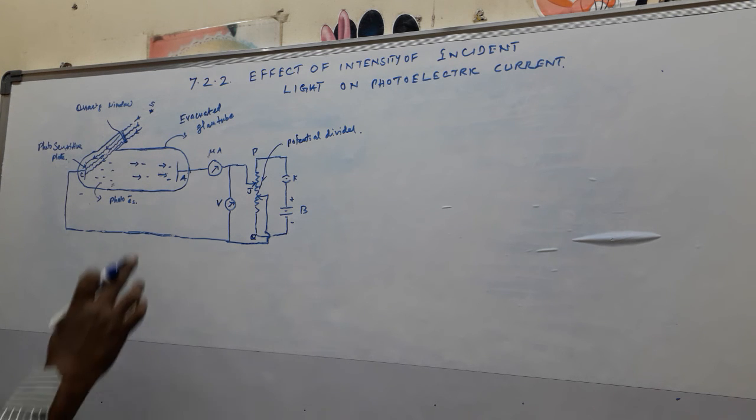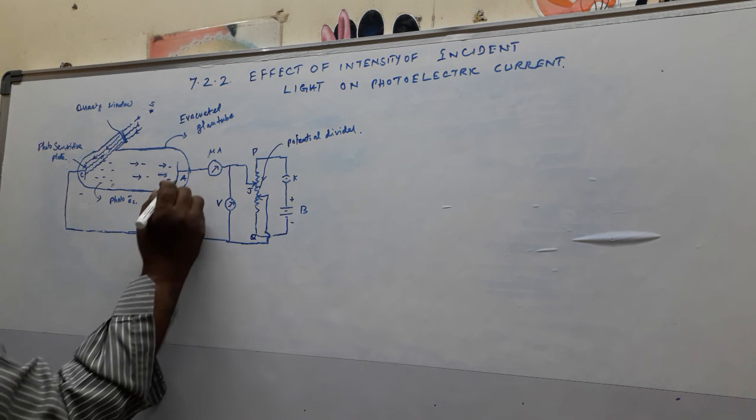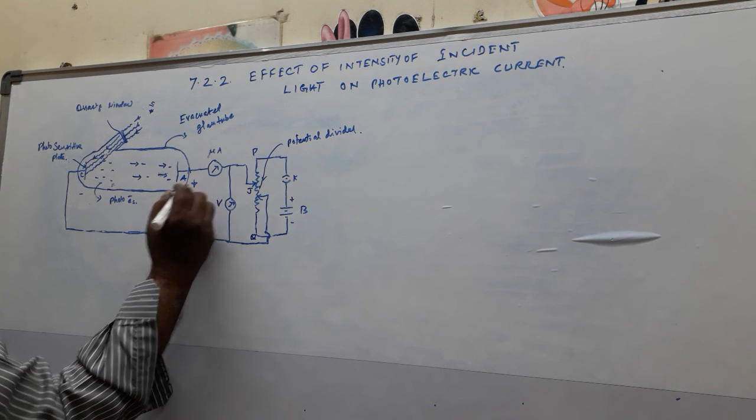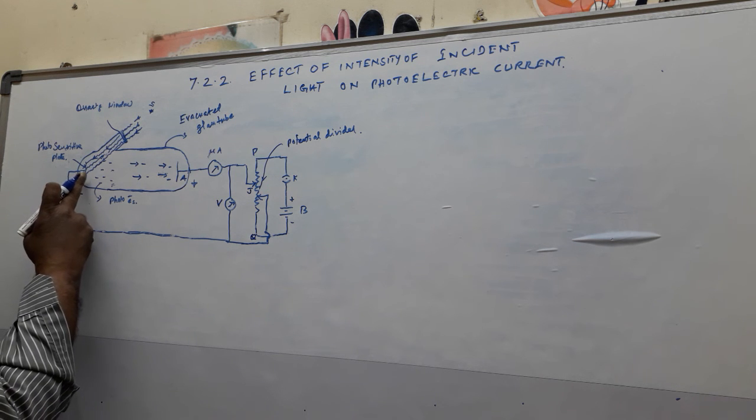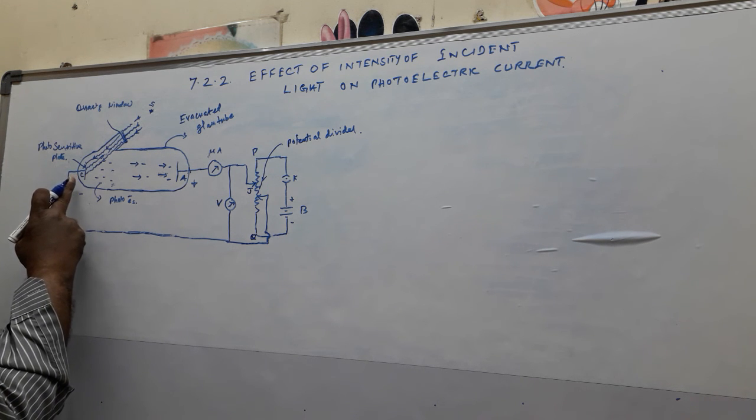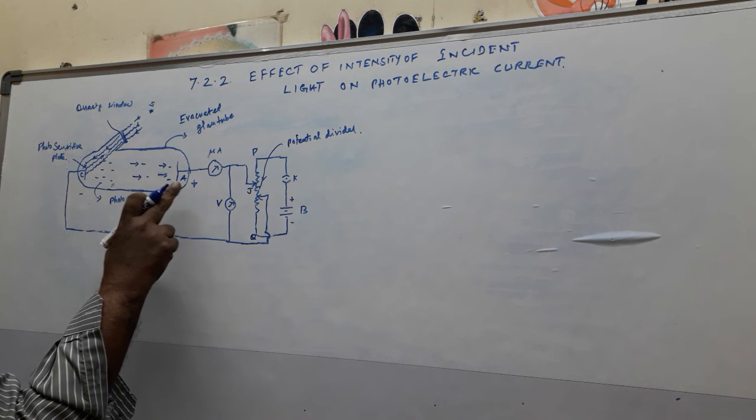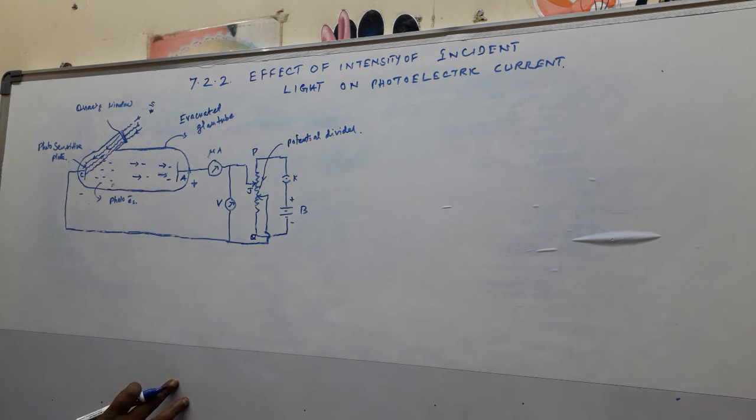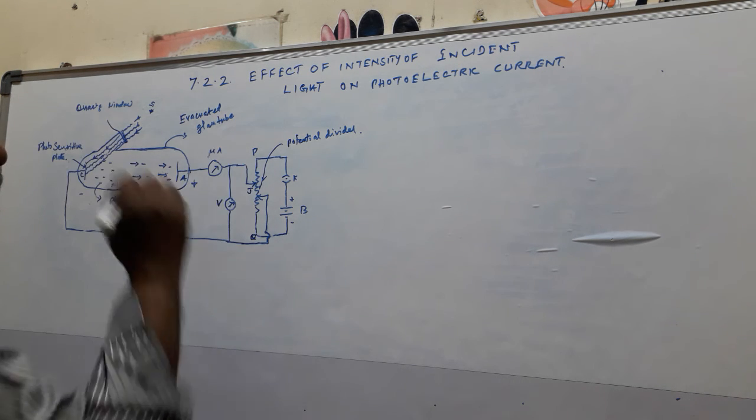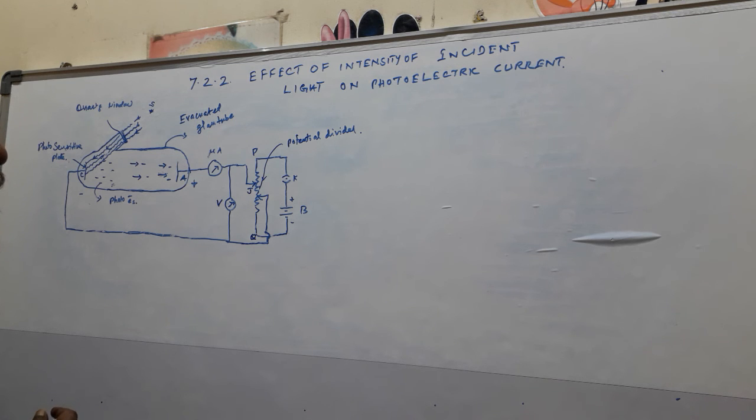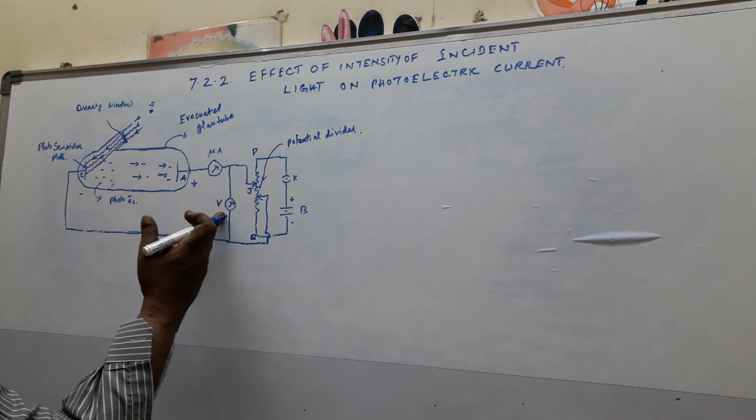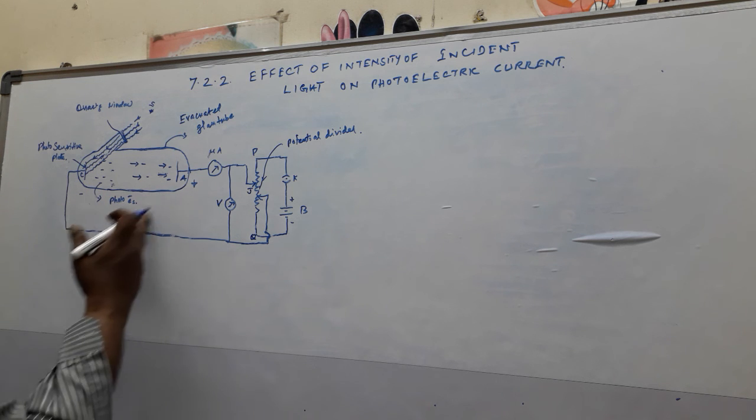Now, initially we are applying A as positive. A becomes positive. What will happen? The ejection which happens at the cathode, the positive anode will attract the electrons towards the anode plate, and we are able to get the value of the photocurrent in microamperes. And we can also measure the voltage in between A and C.